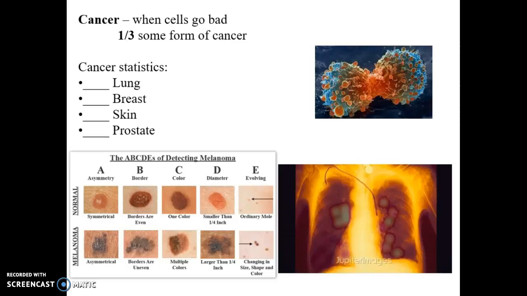Catch it early. That's why I have the little image here, the ABCDEs of detecting melanomas. Those are skin cancers. So if you have some kind of weird shaped dark spot with uneven borders that varies in color, might be large, changes shape, etc., that might be something to take a look at. You ignore it, it's not going to go away. It's just going to continue to divide and divide and divide and then spread.